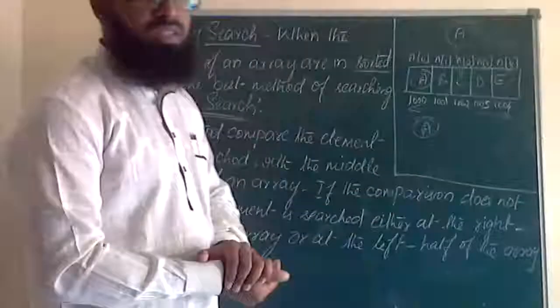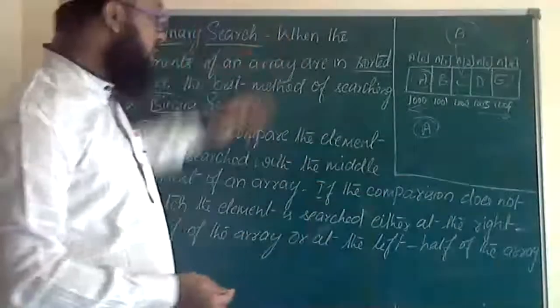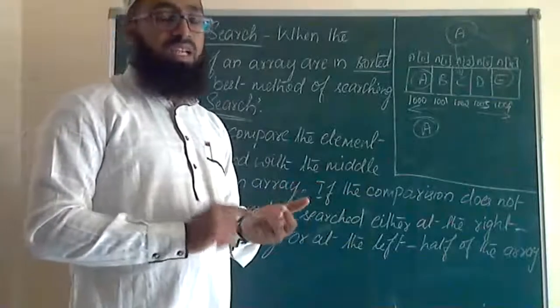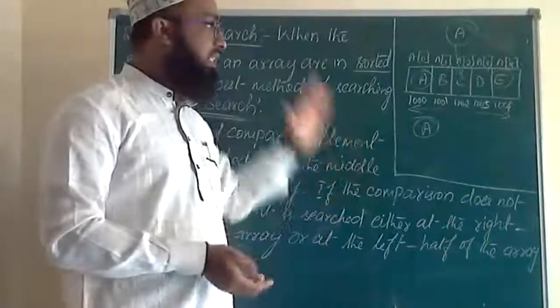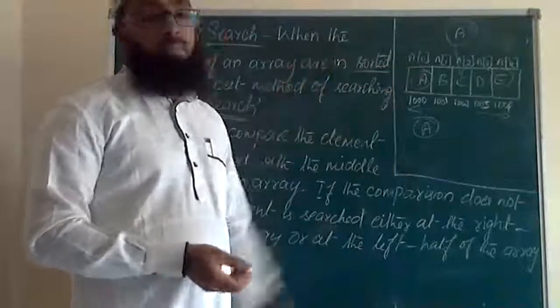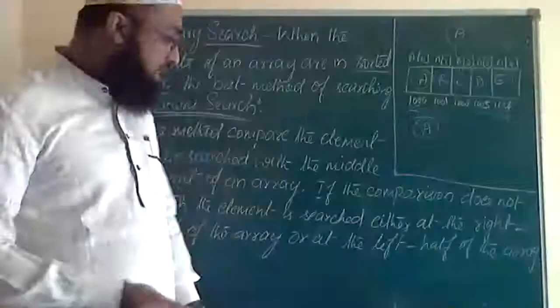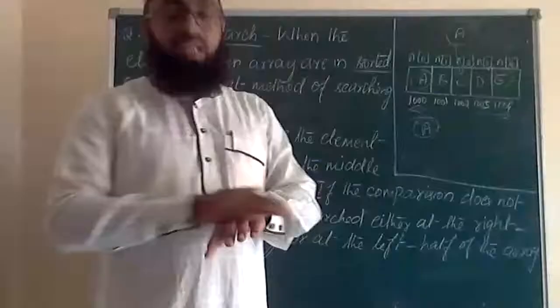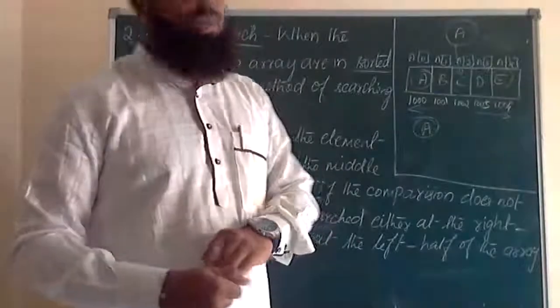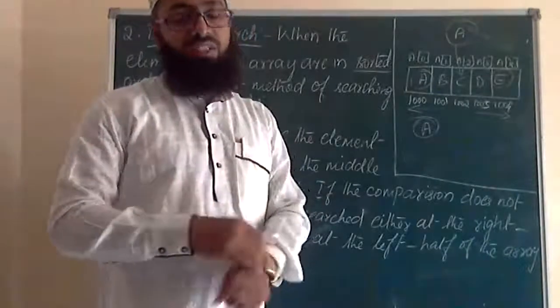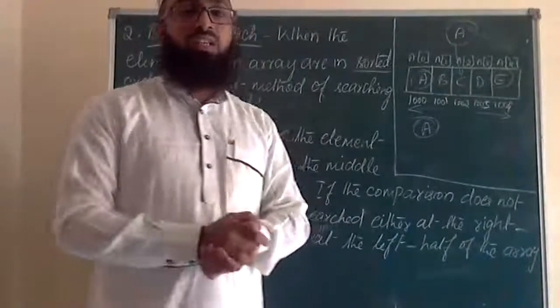So dear students, I think you have understood traversing and searching. In searching, there are two types, that is linear search and binary search. Hope you have understood this, dear students. And the remaining basic operations of linear arrays, we shall discuss in our next class.